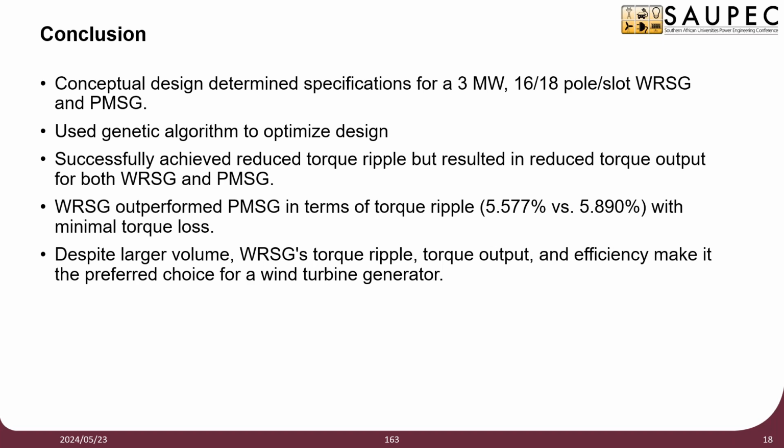The results showed that the PMSG had a better power to volume ratio, evident in the smaller design volume of the PMSG with 1.3 meters cubed compared to the WRSG's volume of 3.21 meters cubed.